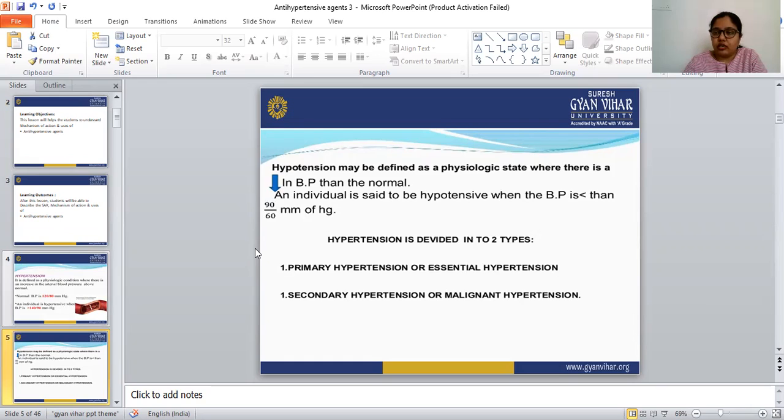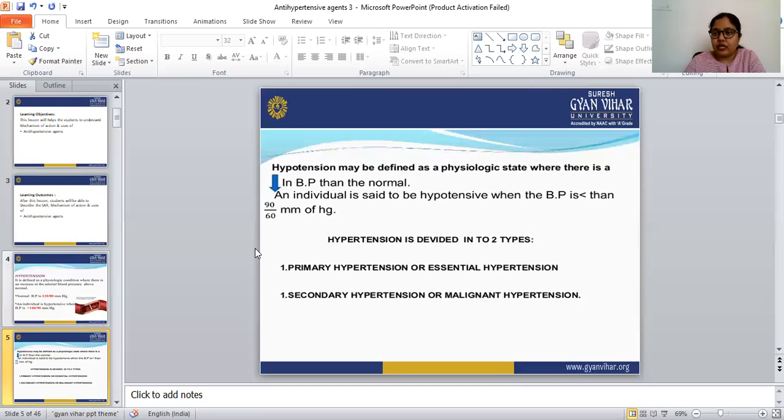So we have studied what hypertension is and what hypotension is. If a patient has a BP above 140 by 90, he is a hypertensive patient, and if the patient has a BP below 90 by 60, that patient is hypotensive. This is the difference between hypertension and hypotension, and the normal blood pressure range is 120 by 80. Hypertension is divided into two types.